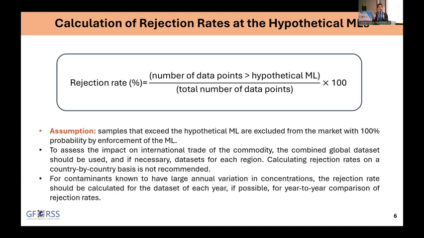The first obvious step is to start calculating what we call the rejection rates in percent. What are the rejection rates? And they are indicative of what? Very simple formula. The rejection rate in percent is the number of data points which are above the hypothetical ML I'm working on now, divided by the total number of data points, times 100.